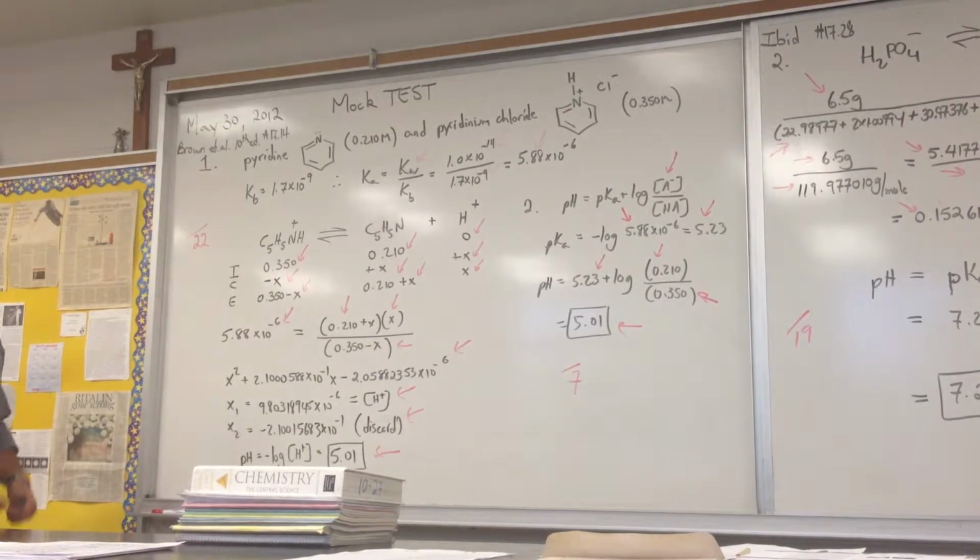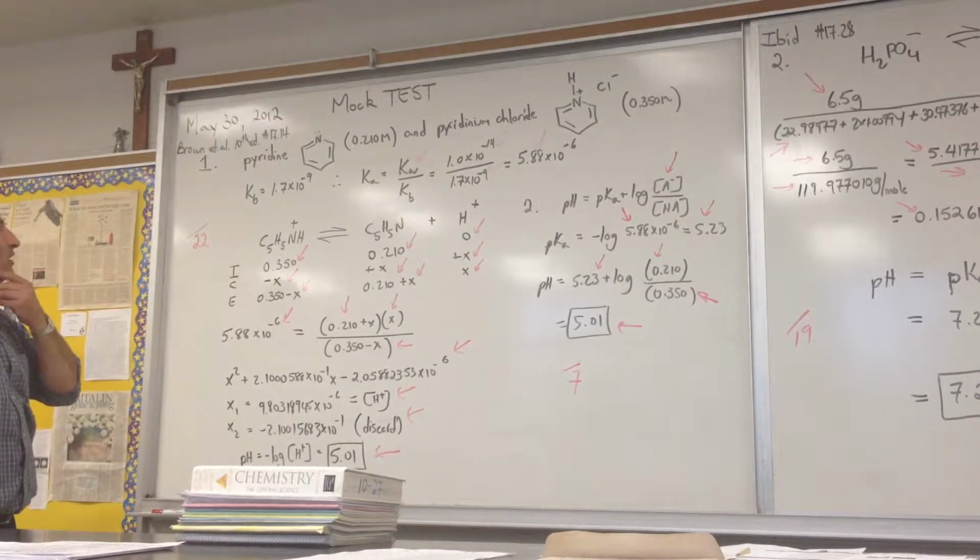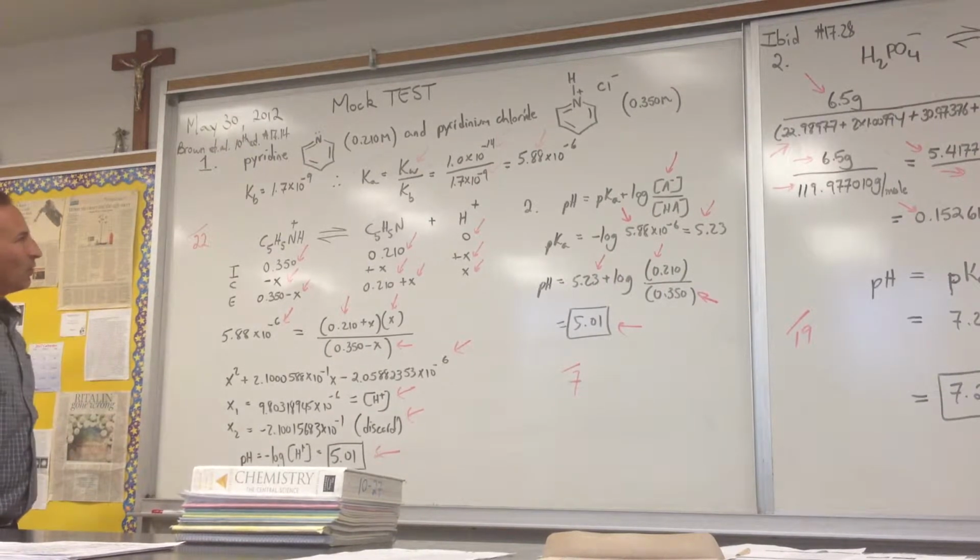Today's class we're looking at the mock test we wrote yesterday. It's based on chapter 17 from Brown's book. This question number 1 is number 17.14, chapter 17, question number 14. And it involves a buffer where we're told that the Kb is 1.7 times 10 to the minus 9.